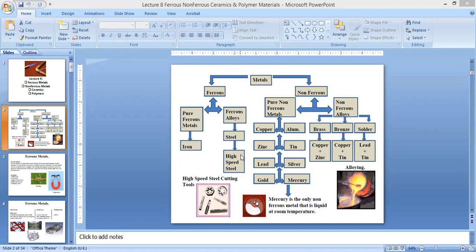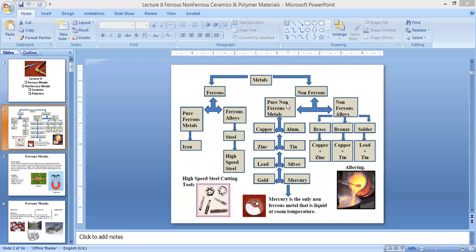There's high carbon steel, there's high speed steel, and there's also high carbon steel and whatnot. So there are different types. We'll look at those also.